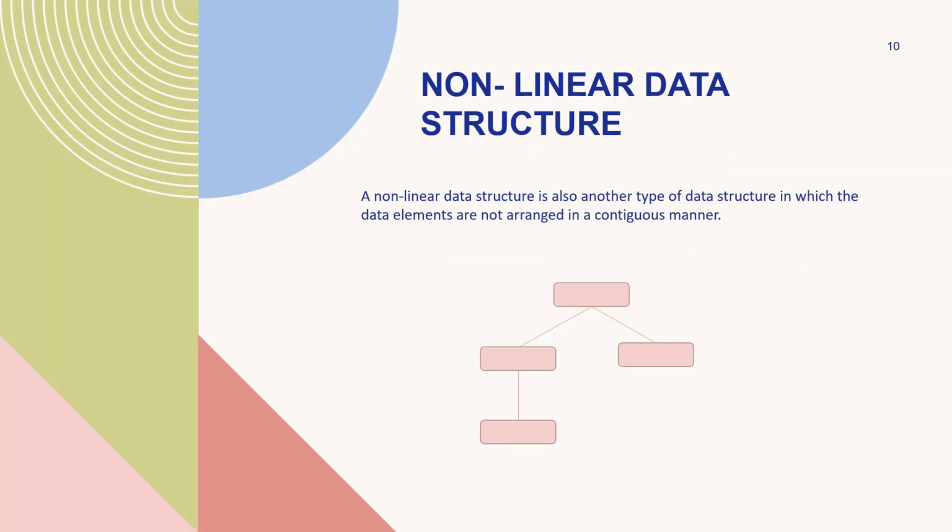Now, you know what is the linear data structure, right? So, non-linear data structure, as the name suggests, is the opposite of the linear. Means it's not in the linear order. In this, the data elements are not arranged in a continuous manner, like tree and graph.